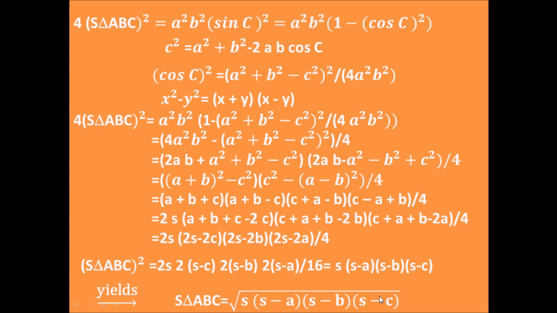In today's presentation, the takeaways are two equations: c squared equals a squared plus b squared minus 2ab cosine C, and x squared minus y squared equals (x plus y) times (x minus y).